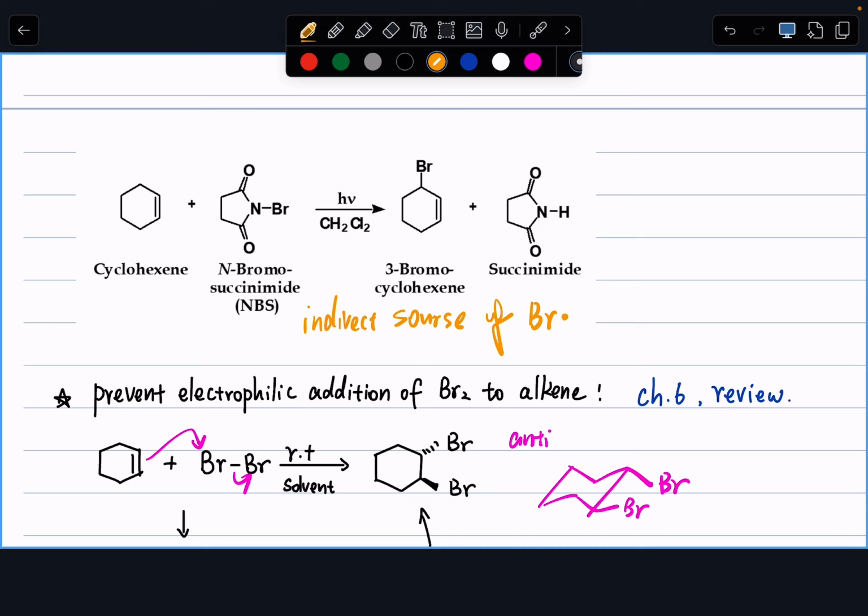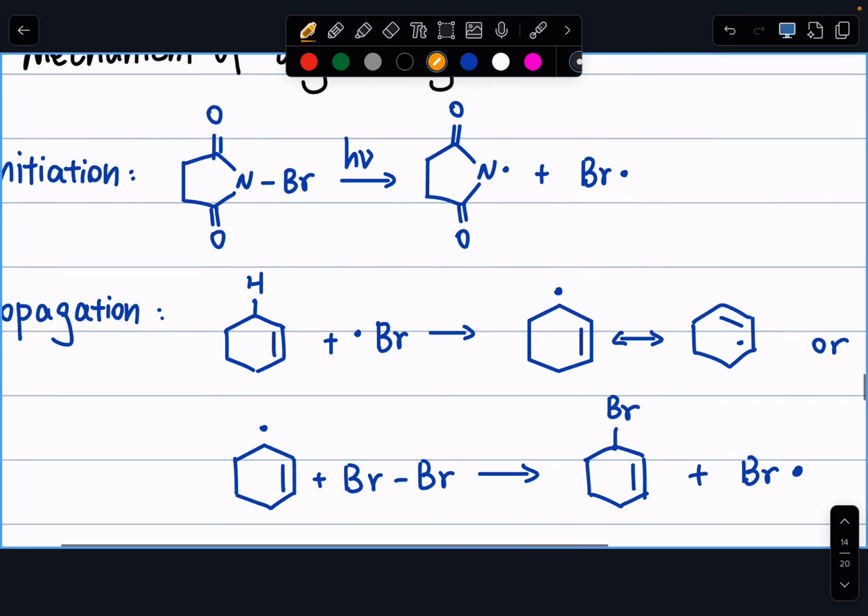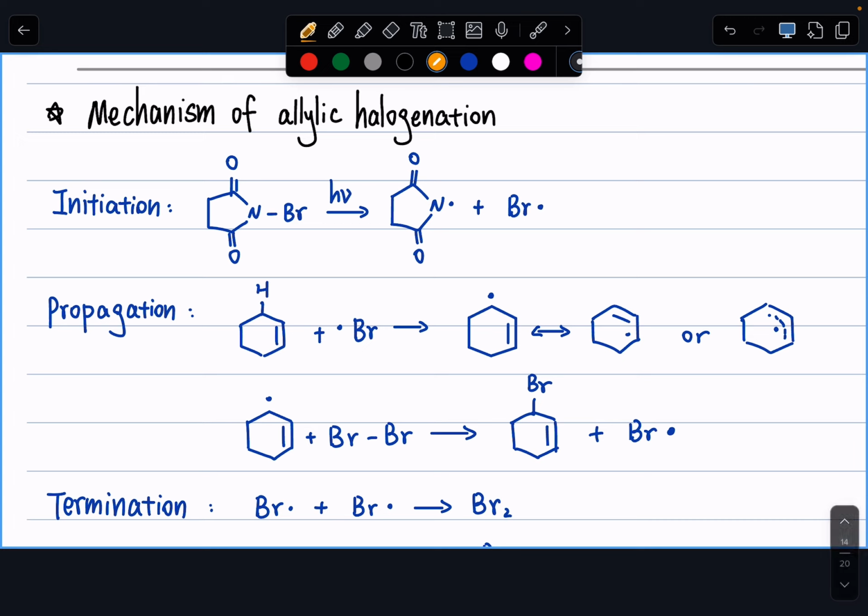And let's look at the actual mechanism of the allylic halogenation. This should be something you already know. It's the same type of radical chain reaction mechanism, like what we did, right? I have already written it out. I'm just going to walk this through with you and also add arrow pushing along the way.